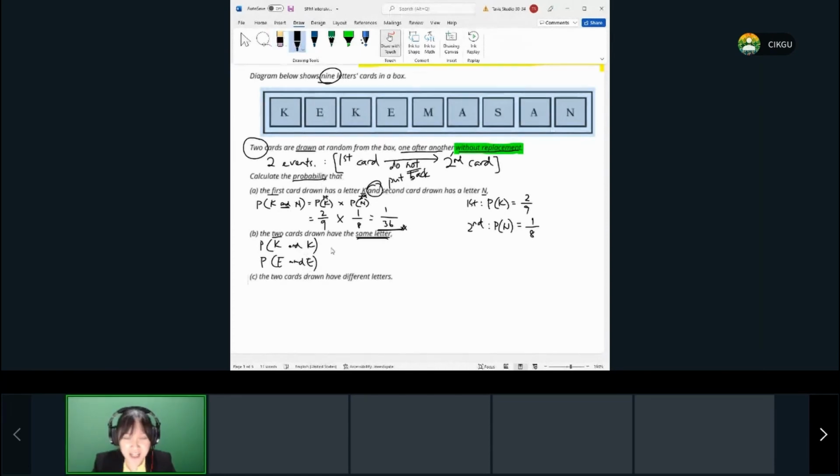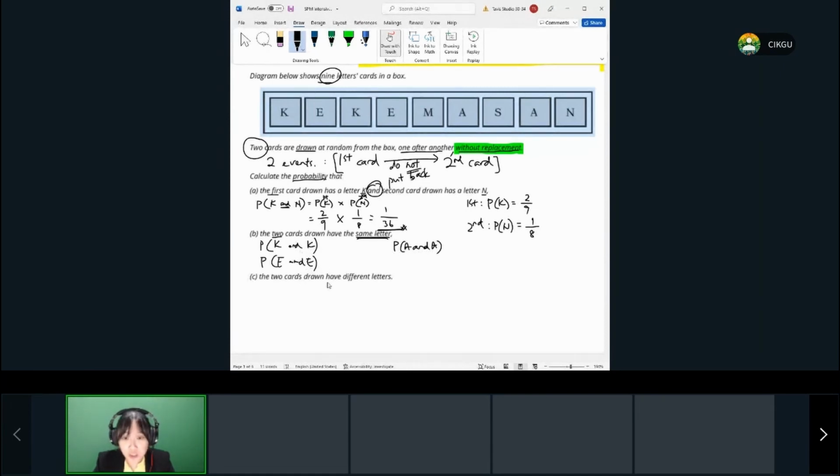Is that all? Anybody, come in the chat box. Is this the only 2 cases, pick 2 Ks or pick 2 E's? Very good, thanks, Yishan. A also can, because the card A just so happens to have 2 cards also. M cannot, unfortunately, because there is only 1 M. If you pick M on the first try, on the second try there is no more M. Same as S and N. So A is the next one. You have 3 possible cases here.